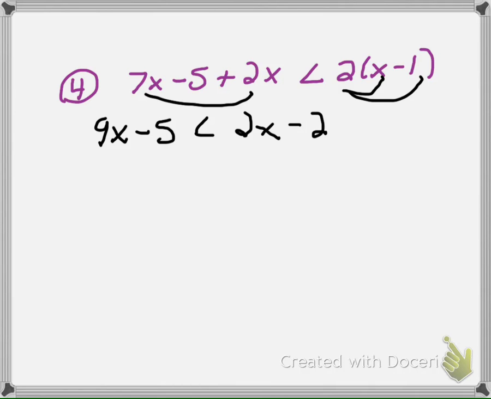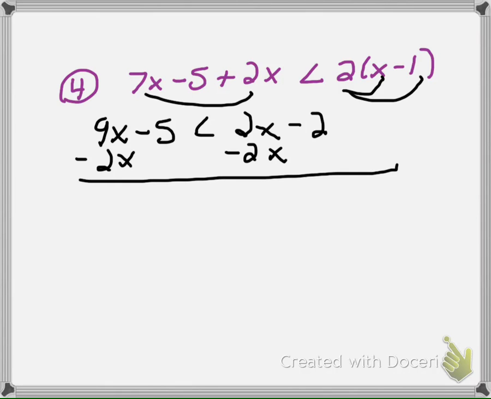Now I'm only allowed to have a variable on one side, so I have to either get rid of this 9x or this 2x, and I think it would be easier to get rid of the 2x. So the opposite of a positive 2x is negative 2x. And 2x minus 2x, of course, is 0, so I just have negative 2 there. And over here, this is 7x minus 5.